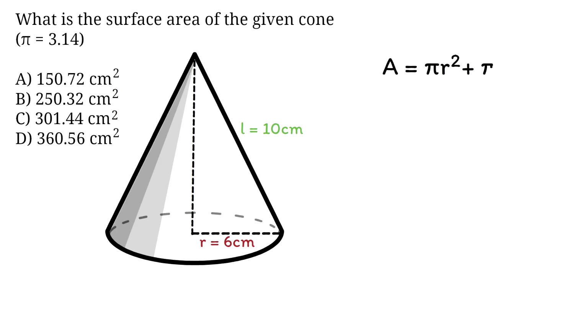plus pi times radius times slant height. This formula will be given to you on the GED, so no need to memorize. From the figure, our radius is 6 centimeters and slant height is 10 centimeters. Please be careful about the slant height. You are sometimes given the vertical height, not the slant height. We plug these values into our formula.